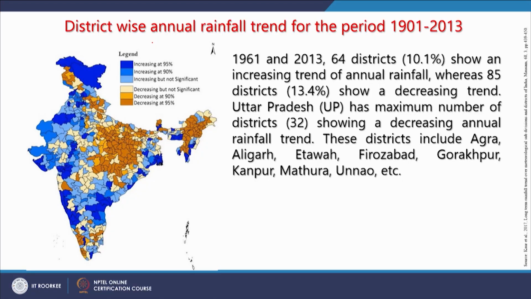Similarly, here if you see the annual rainfall trend, it is of course based on political boundaries, that is, district-wise, but you know that rainfall does not know district boundaries. But anyway, the data is in that sense.